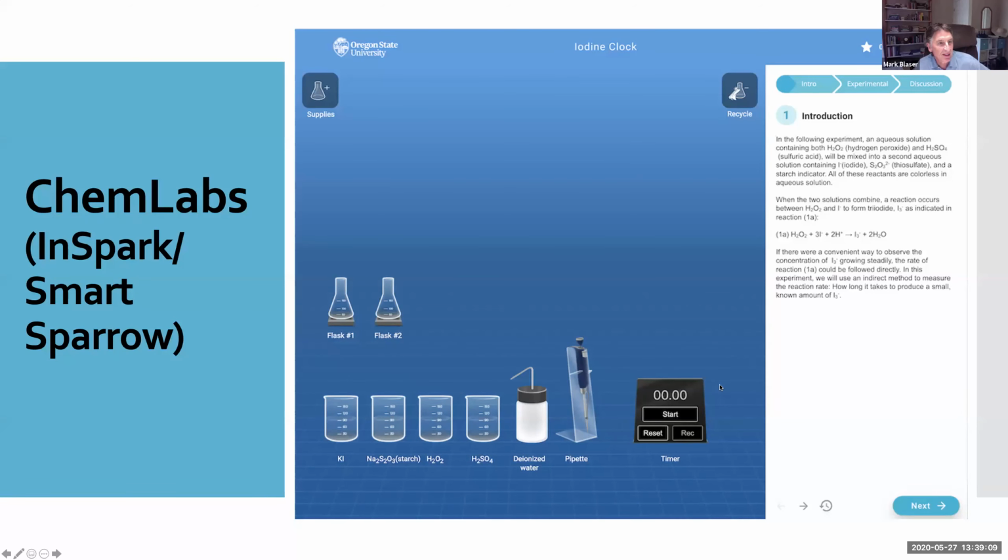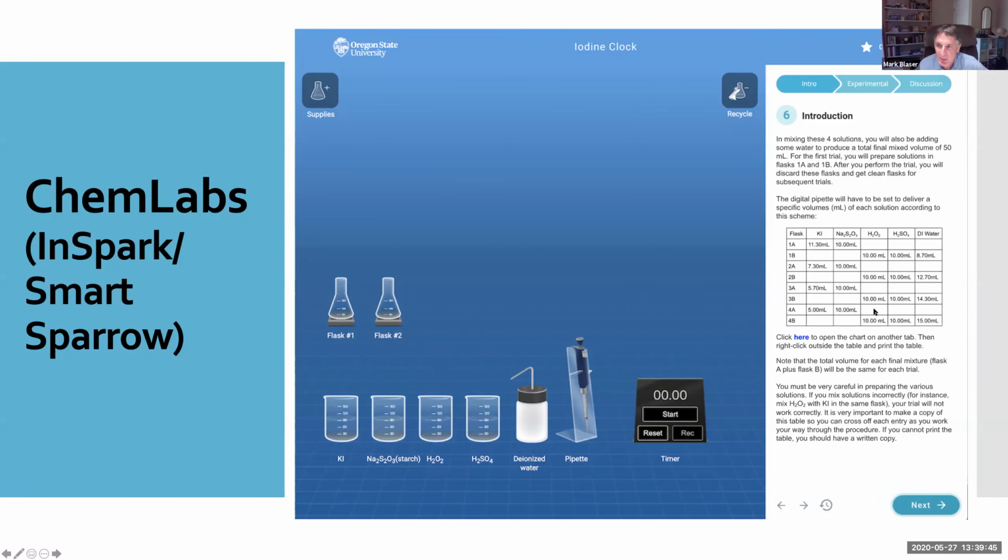Okay. So next one is ChemLabs. They were developed by Mike Lerner at Oregon State University. They're currently hosted on the InSpark network and use the Smart Sparrow program. It's a virtual laboratory where you have beakers and flasks and you can get supplies. It's pretty much: here's some instructions, an introduction to the lab. This one happens to be an iodine clock reaction between hydrogen peroxide and iodide ion. And you have some instructions.